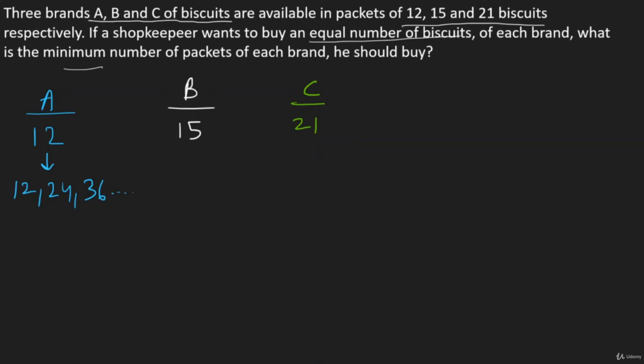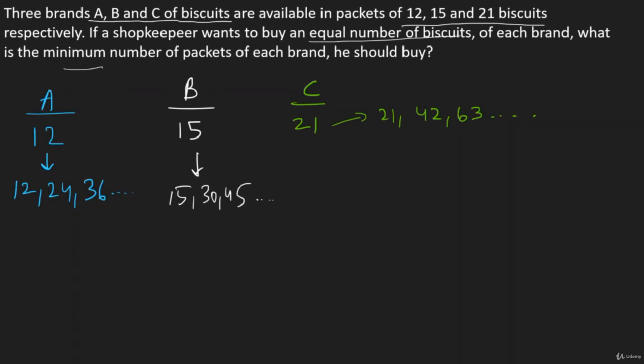Why is that? Because you can only buy biscuits of type A in packets. If you buy one packet, you buy 12 biscuits. If you buy two packets, you buy 24 biscuits, and etc. Similarly, when it comes to biscuits of type B, you can either buy 15 biscuits, 30 biscuits, or 45 biscuits, etc. And with respect to biscuits of type C, you can buy 21 biscuits, 42, 63, etc.